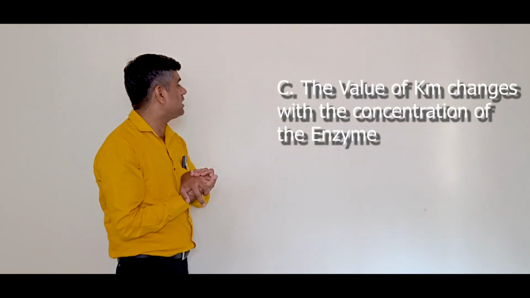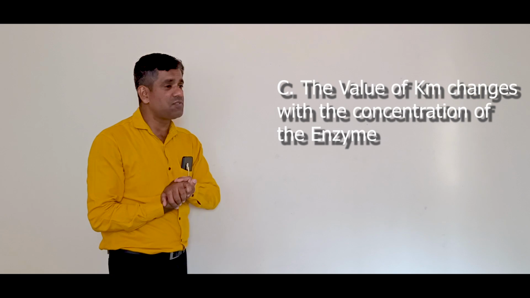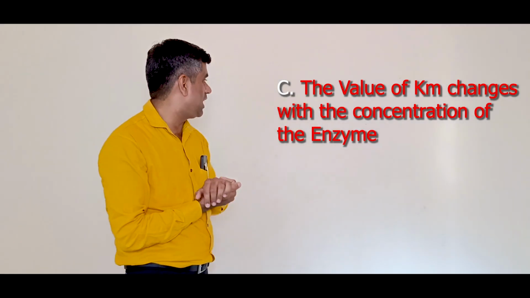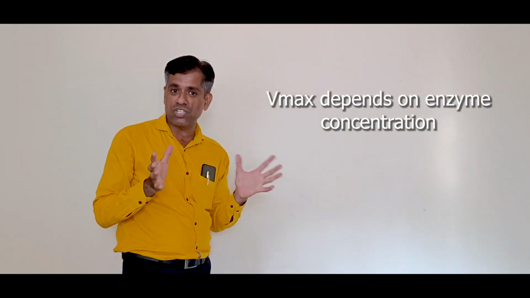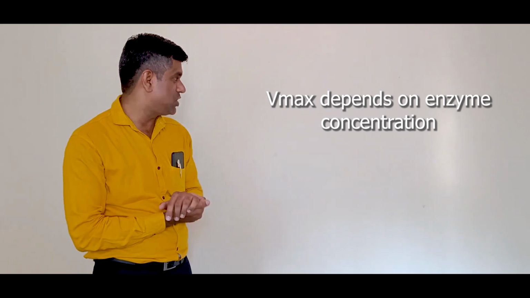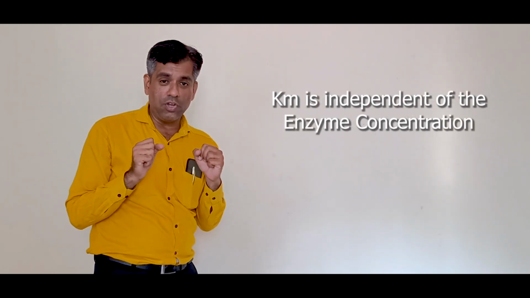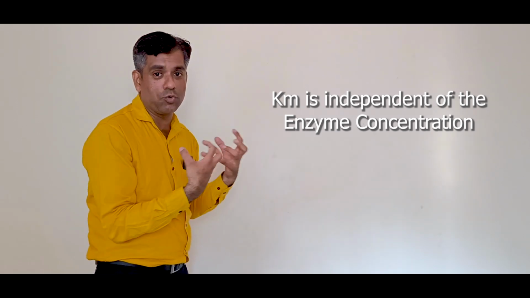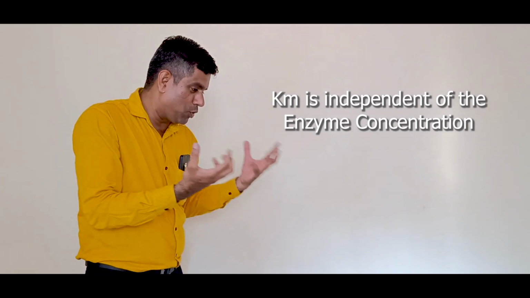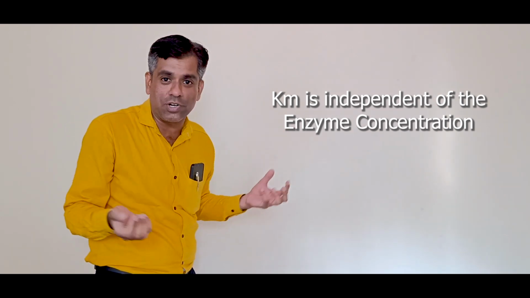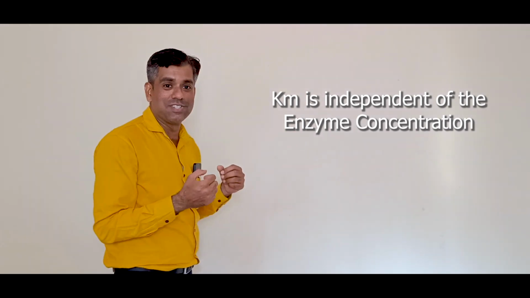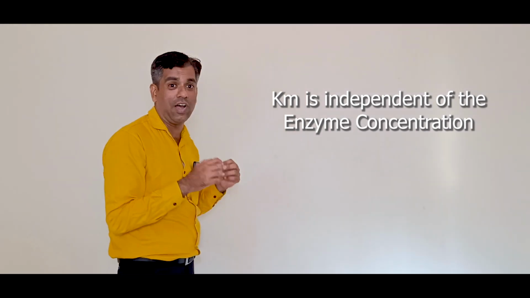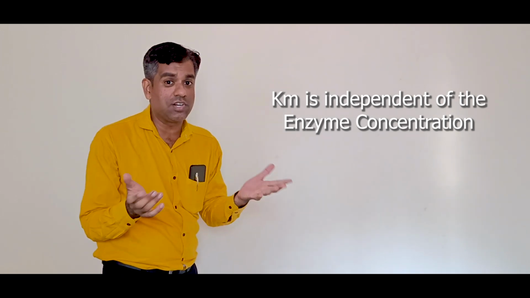The third one, which says that the value of Km changes with the concentration of the enzyme, is also false. Out of these two constants, Vmax and Km, Vmax depends on the concentration of the enzyme. You change the enzyme concentration, the value of Vmax changes. But Km is independent. Km measures the affinity of the enzyme towards the substrate. So the love of the enzyme towards the substrate does not change when there is more or less substrate, because love should be unconditional. So the value of Km does not change with the concentration of the enzyme.